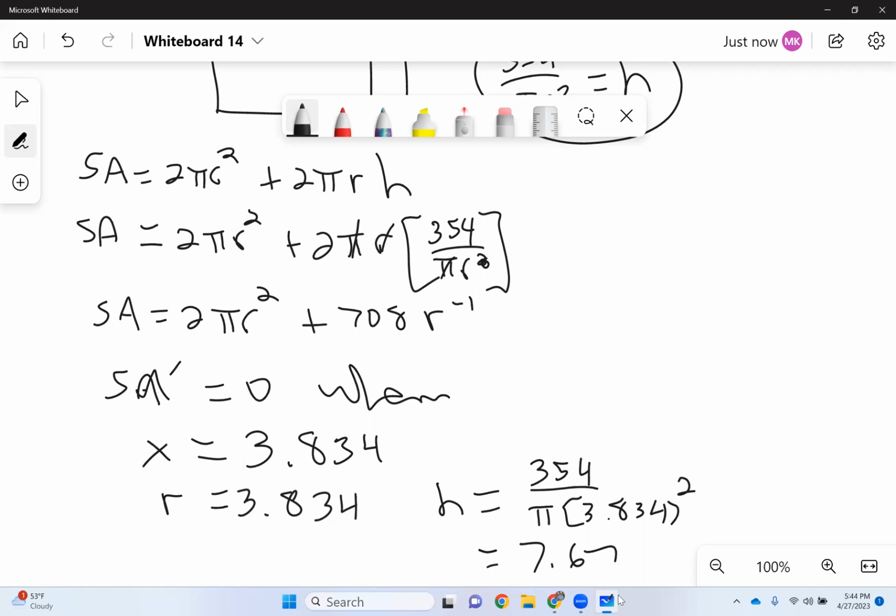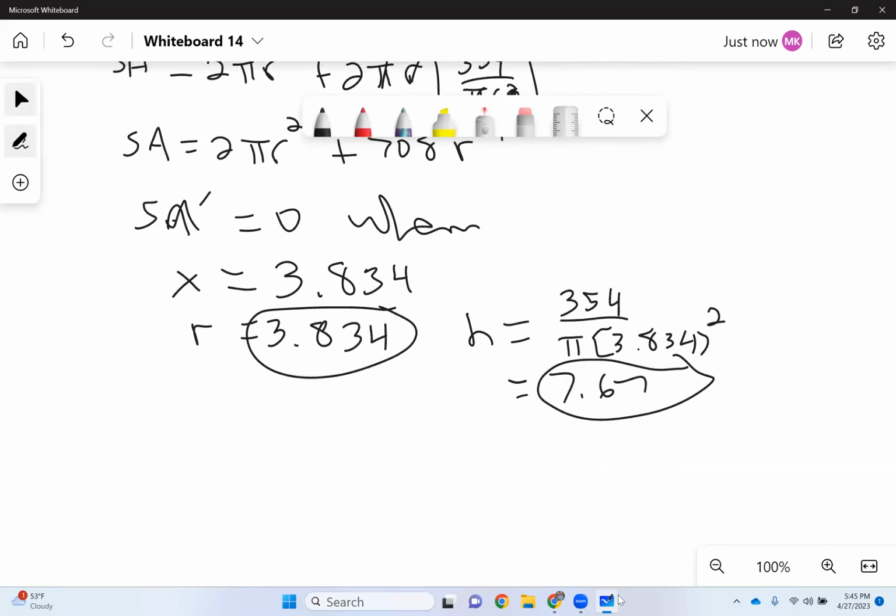So the question asks again, number 35, find the radius and height which minimizes the surface area. So here's the height and there's the radius. Now, question B says, in real life, the can is made to have a radius of 3.1 and a height of 12.